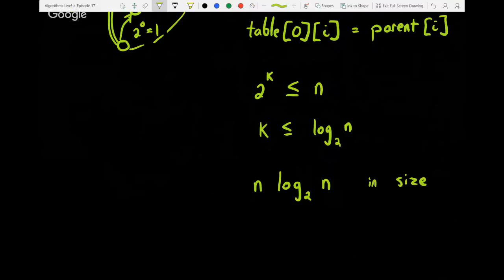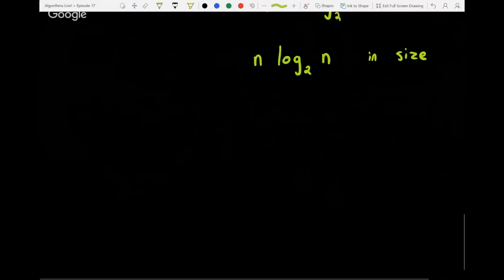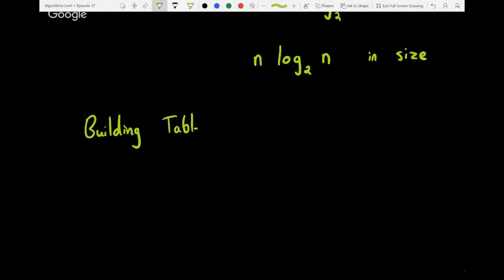So it's a little bit extra memory than some of our other data structures that are order n in size. But that's okay. We can be a little bit wasteful in memory here, because we're basically getting it back in convenience. Okay, so let's talk about how you build this thing. The first thing you do is you just store parent pointers.